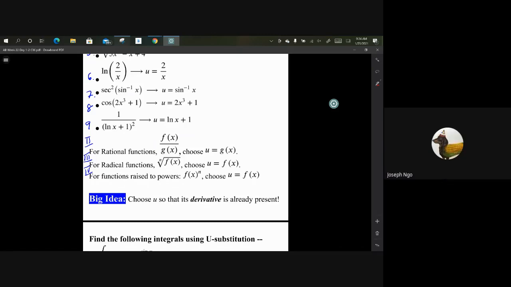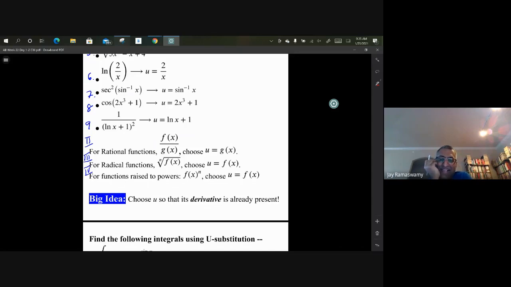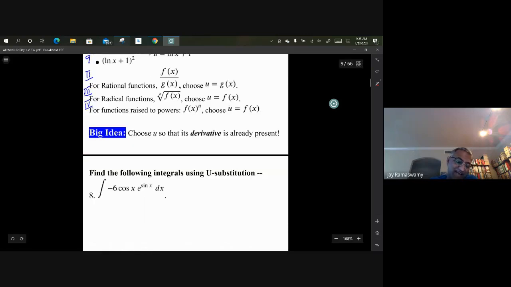Now, these methods will work. The tips I've shared with you will work 99 times out of 100. So you may say, Rama, what about the 100th time, when these tips do not work? Then this big idea works. Write down the big idea. It works 100 times out of 100.